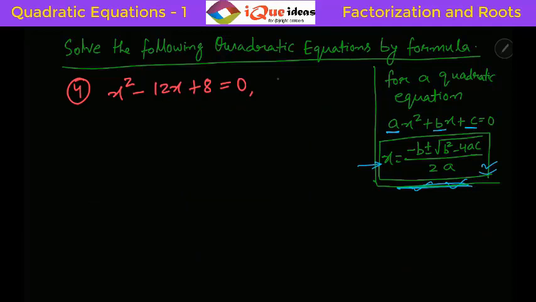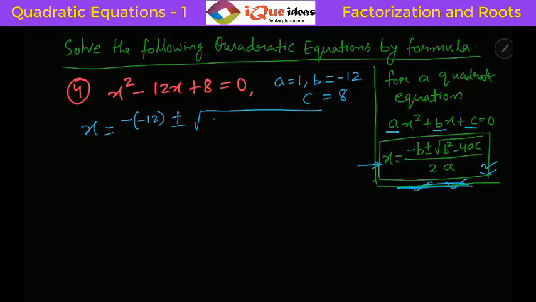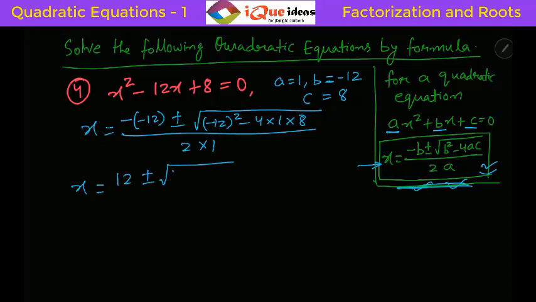Now the fourth question, clearly A is equal to 1, B is equal to minus 12 and C is equal to 8. So straight away apply the formula. X is equal to minus B, so minus of minus 12, plus minus square root of B square, minus 12 square, minus 4 into AC, 1 into 8, divide by 2 into A, that is 1. So we have X is equal to minus of minus 12 is plus 12, plus minus root of 12 square is 144, minus 4 8 is 32, divide by 2. So this gives us 12 plus minus 144 minus 32 will be 112. So it is root of 112 divided by 2.